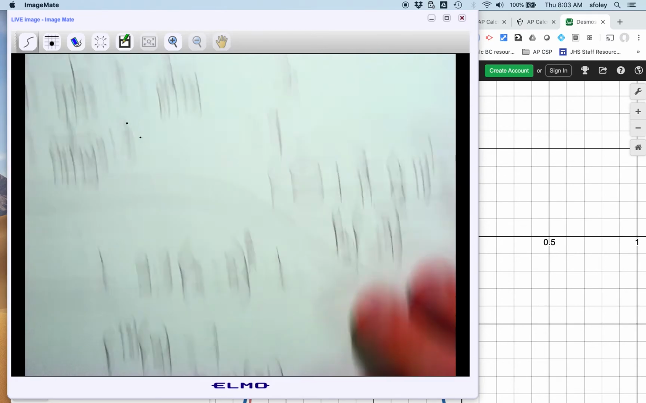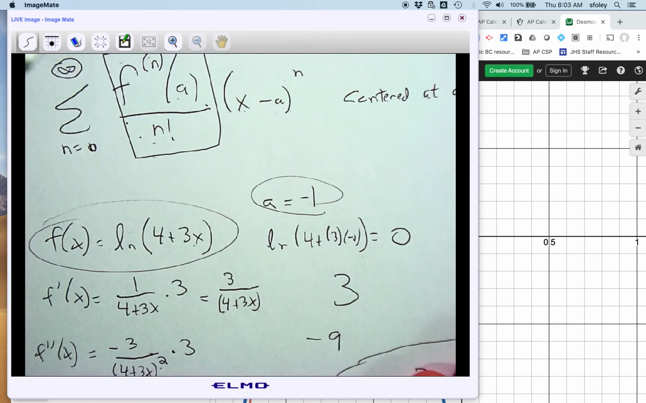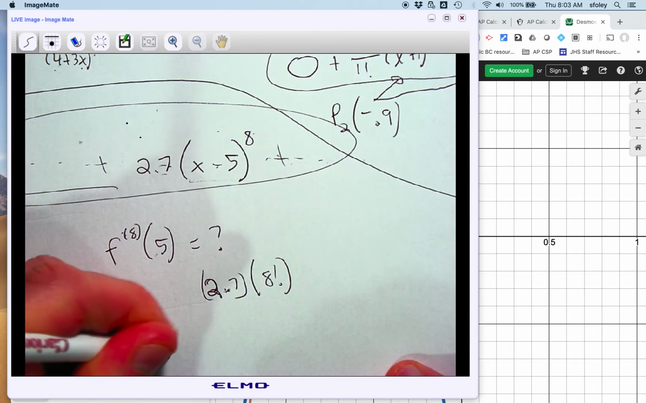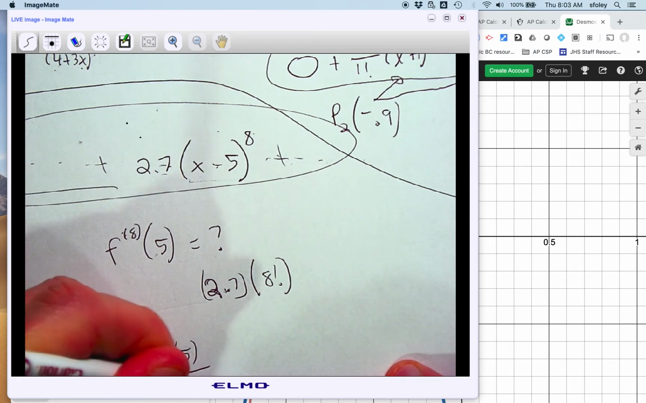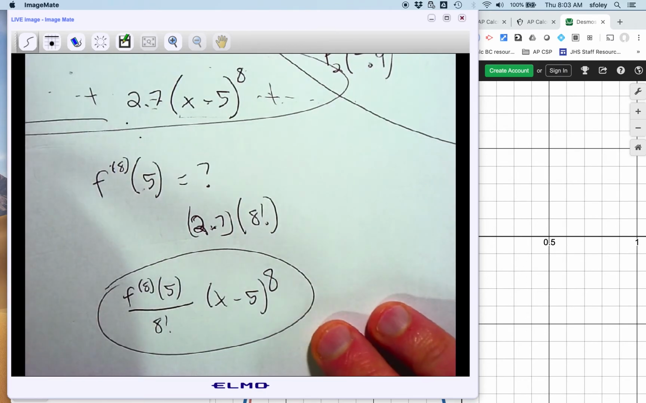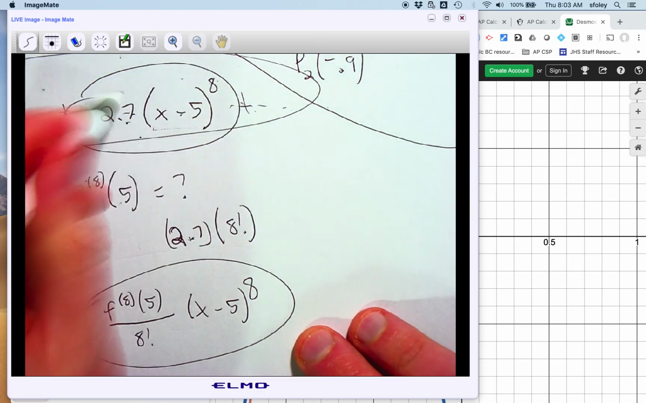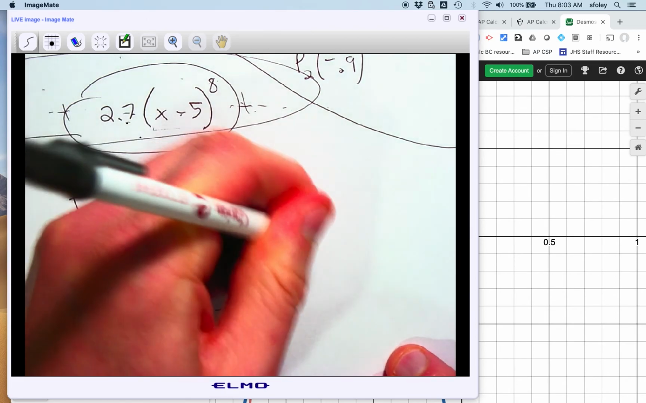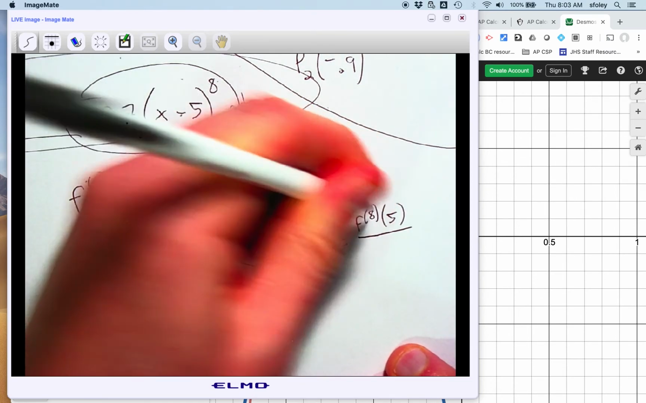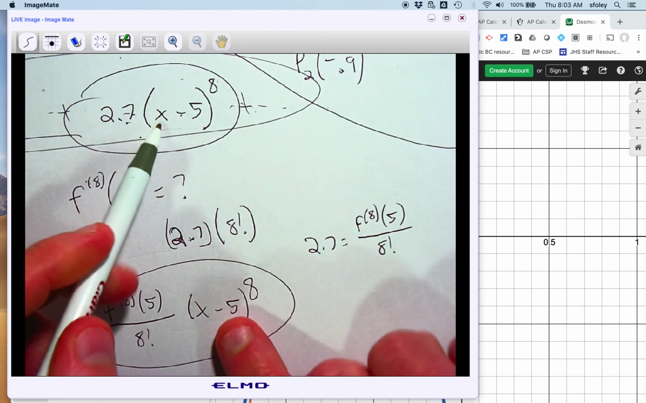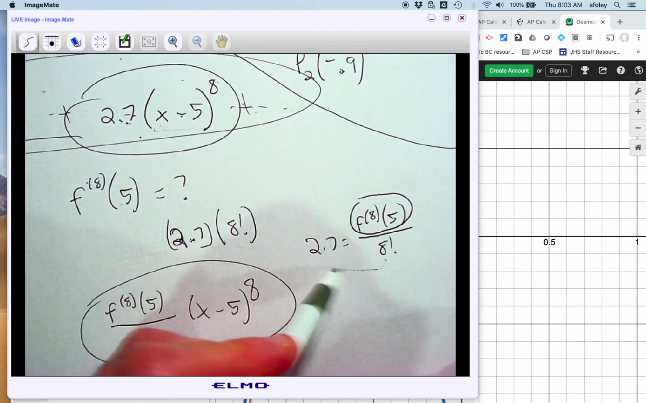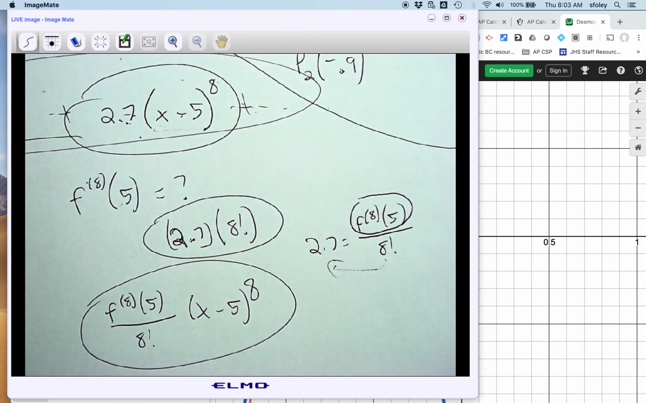The other way to think about it is to go back to this general format, and we know that that 8th degree term came from the 8th derivative with 5 plugged in over 8 factorial times (x minus 5) to the 8th. And so this has to match up with this. And so that means the 2.7 must have come from the 8th derivative with 5 plugged in all over 8 factorial, right? Because these parts are both the same. The coefficients have to be the same. So how do I solve for that 8th derivative? Well, again, I just multiply by 8 factorial, and I end up with the same answer either way.